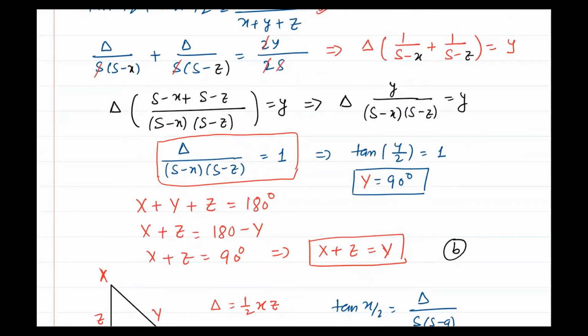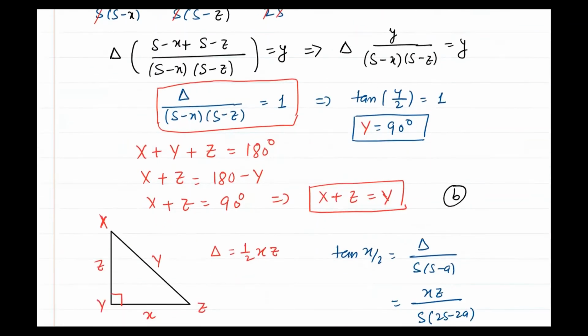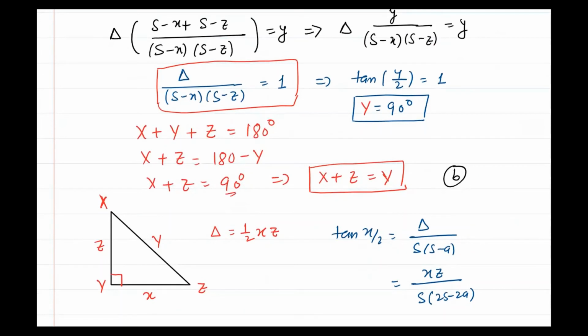So capital X plus capital Y plus capital Z, the sum of all angles, equals 180 degrees. So capital X plus capital Z equals 180 minus Y. So we get it is 90 degrees. So we are getting this relation: capital X plus capital Z equals capital Y.